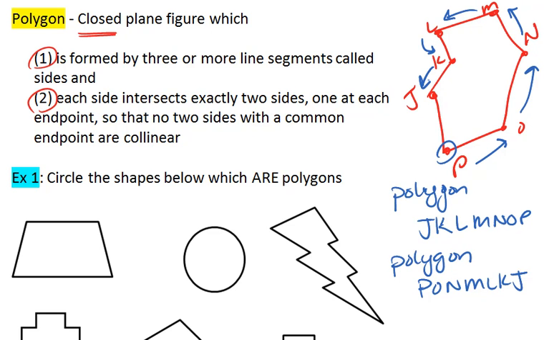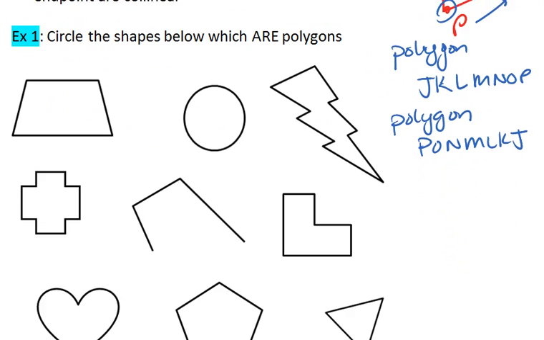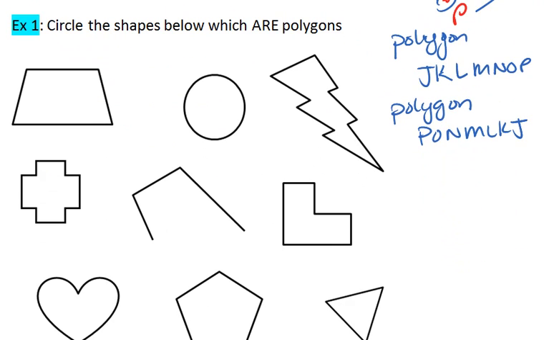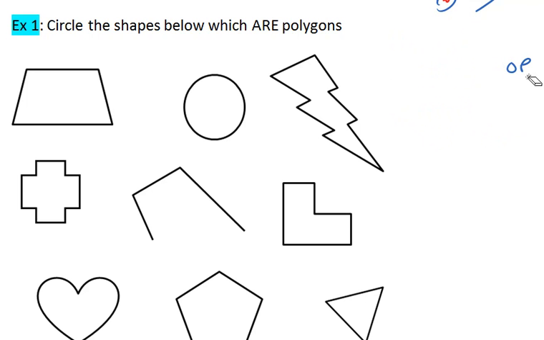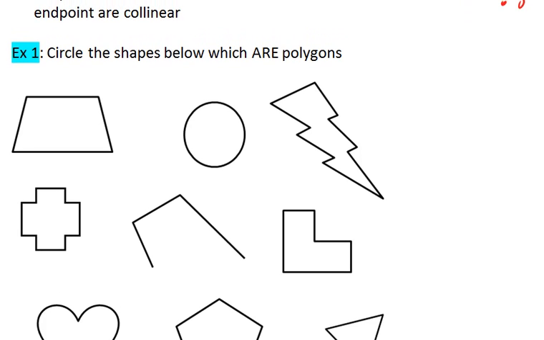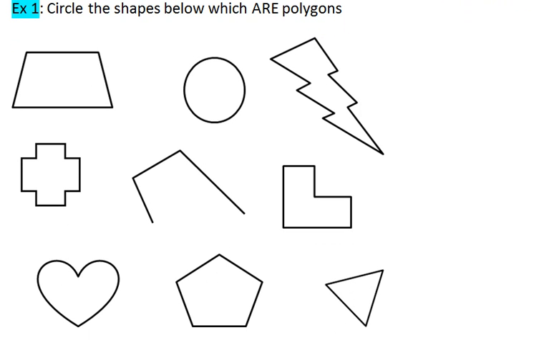Okay, the next video, oh, nope, we do have one more example. So in this first example, look at the shapes you are given and then determine which ones are polygons and which ones are not. Pause the video, come back when you're ready to check your solution.